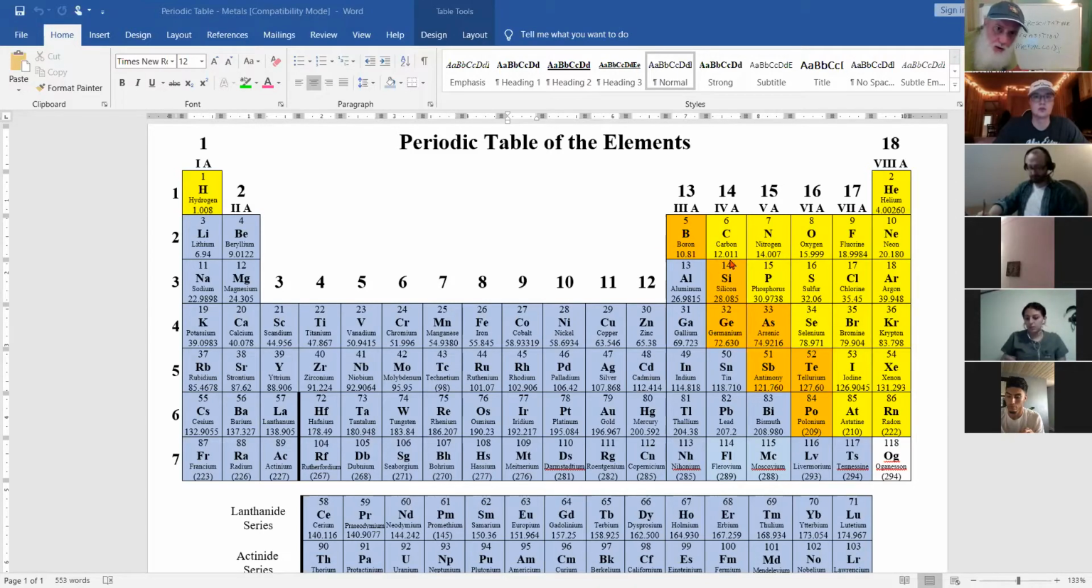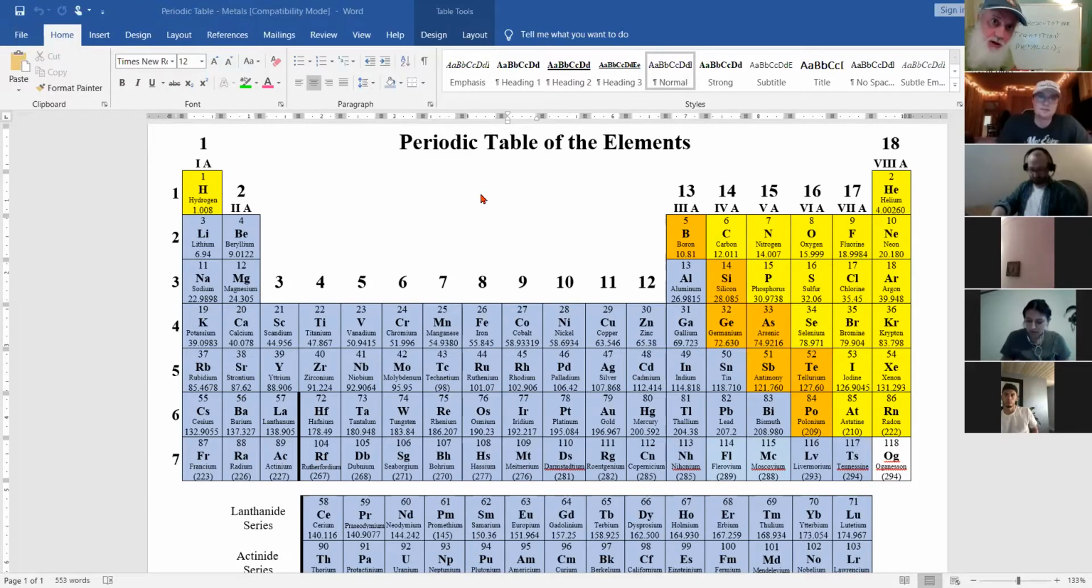If we look at aluminum, for example, aluminum is in period 3 and group 13. If we look at polonium, polonium is in period 6 and group 16. We good there? Okay. So now let's look at the 7th way. This is our last way to classify the elements.